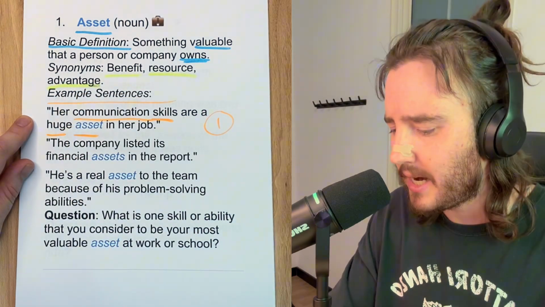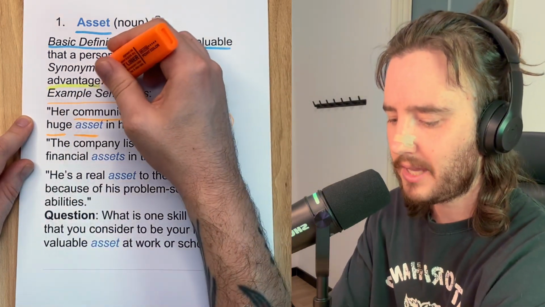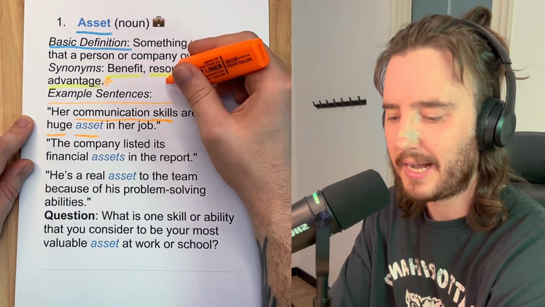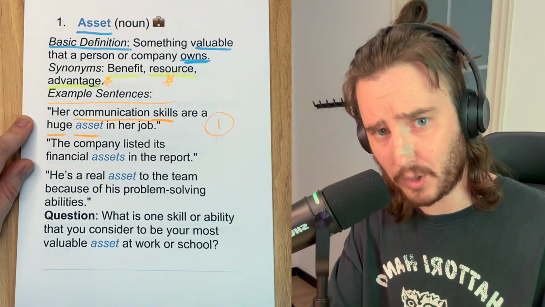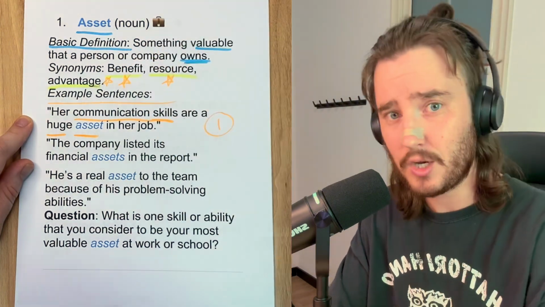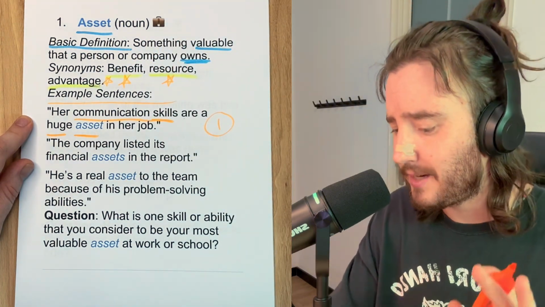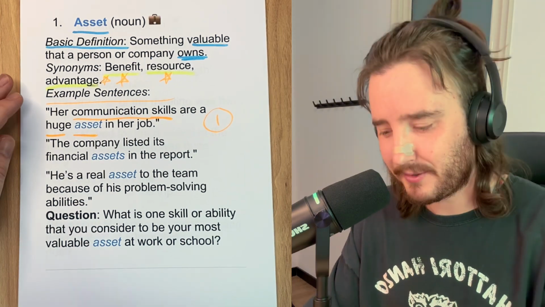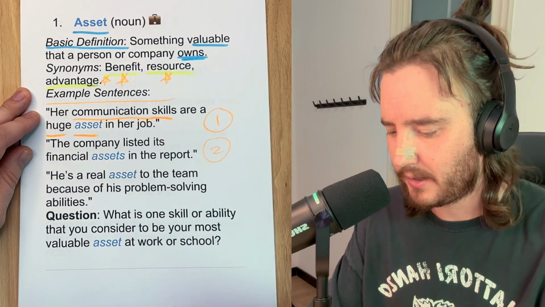So her communication skills are a real advantage for her in the workplace. They are a valuable resource for her. They are a benefit to her, a huge asset. All right, example sentence number 2. Let's take a look at this.